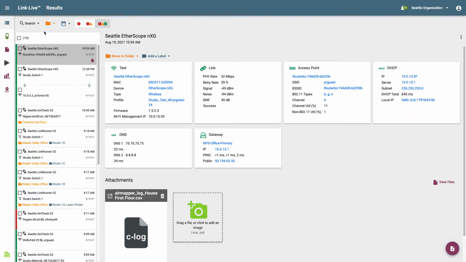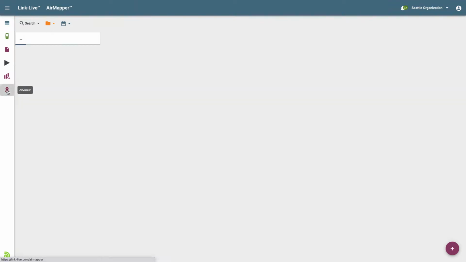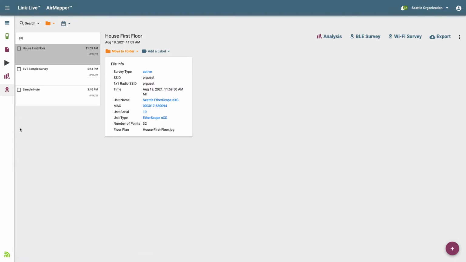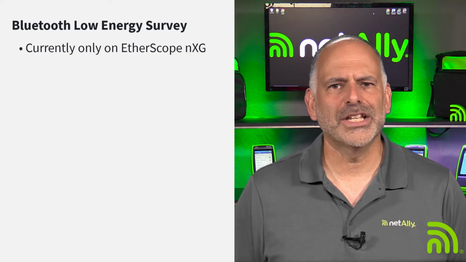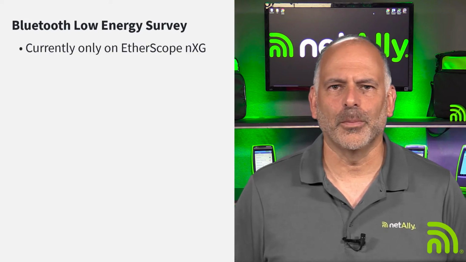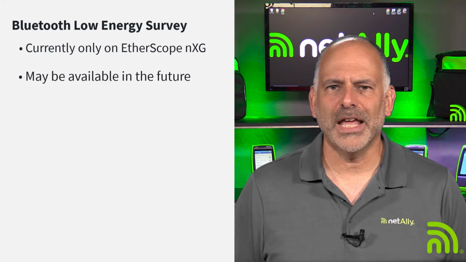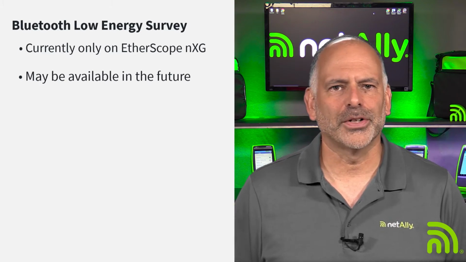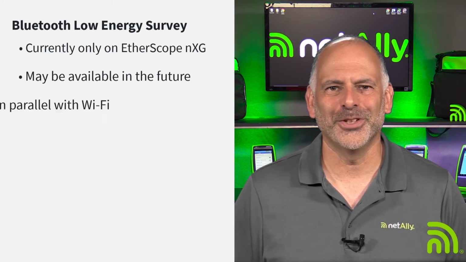The first step in viewing a Bluetooth Low Energy Survey is to click on the AirMapper icon on the left side of the screen. From here, we can see a list of all the surveys that have been performed. Currently, the Bluetooth Low Energy Survey option is only available on the Etherscope NXG. Still, it may become available for other NetAlly tools in the future.